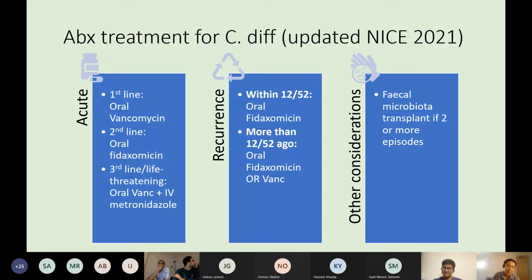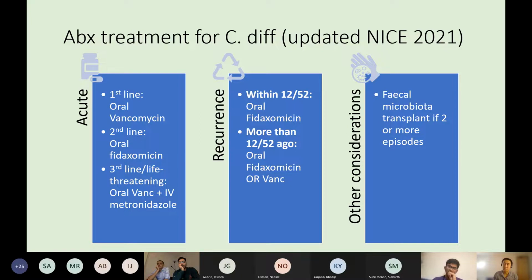There's a different thing when it's recurrent. So if someone's been treated for C. diff, they've gone home and they come back a month later and they have C. diff again, then you've got to think about it differently. If it's within 12 weeks, i.e. within 3 months, it's likely the same bacteria. And if it didn't respond well to the vancomycin, it's probably not going to respond well to the same drug. So you'd give fidaxomicin in the second line treatment.